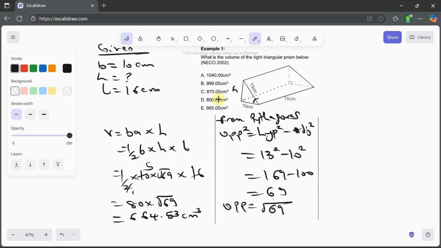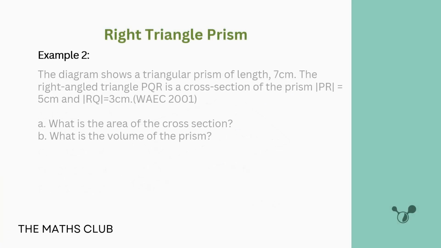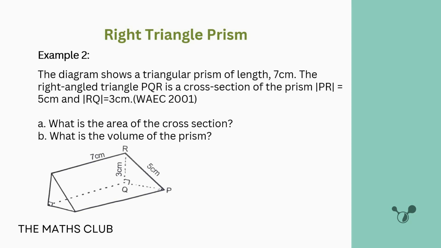If you look at the options, of course, we know that we are rounding to the nearest whole number. So that would be approximately 665 centimeter cube. So I'll just say to the nearest whole number. Let's see if our answer is correct. Great. Option E.